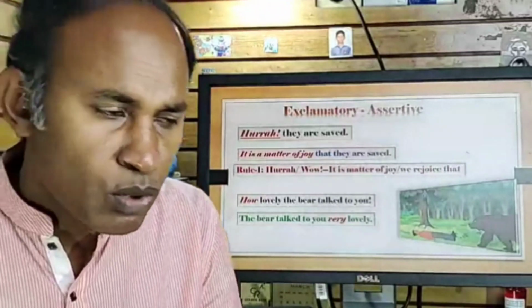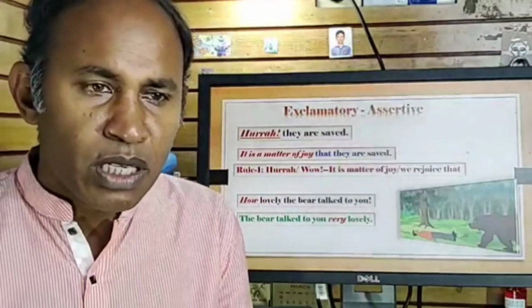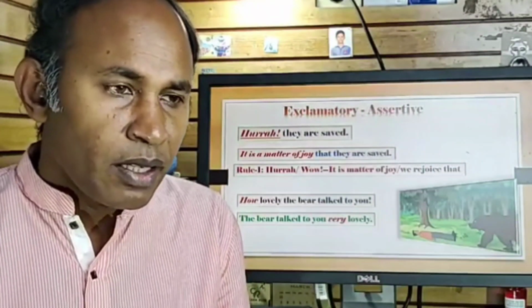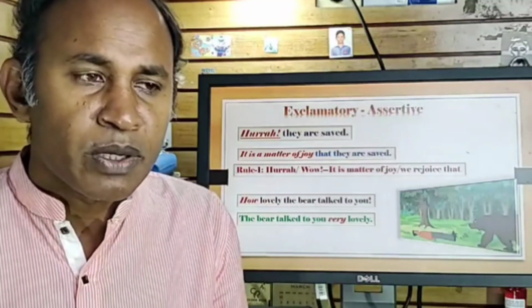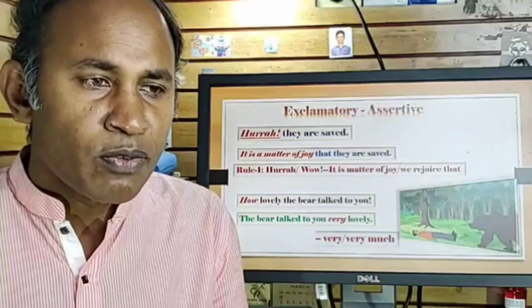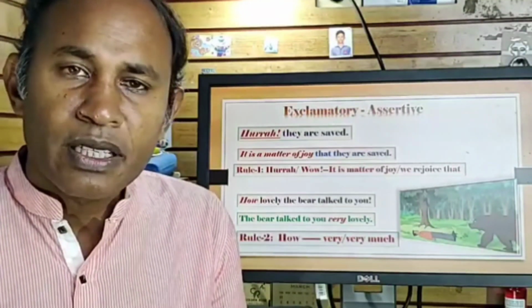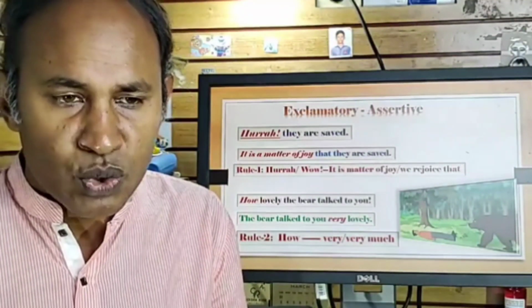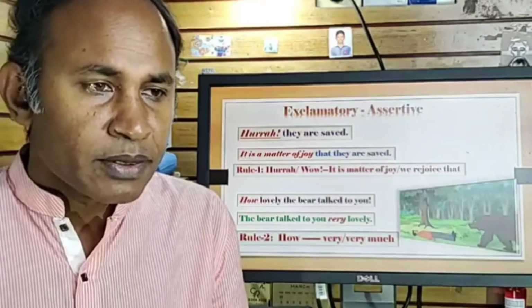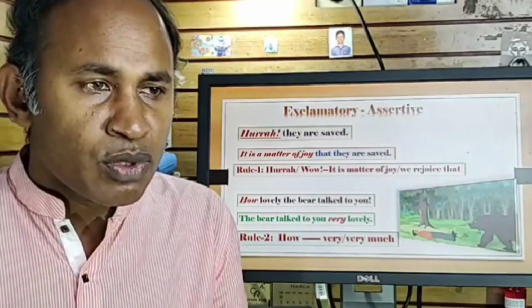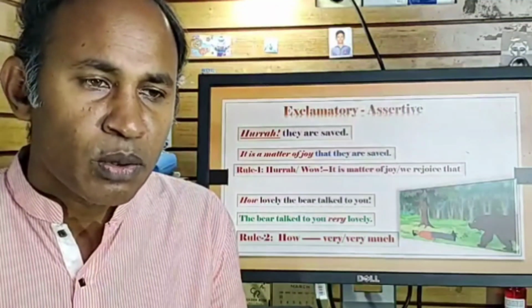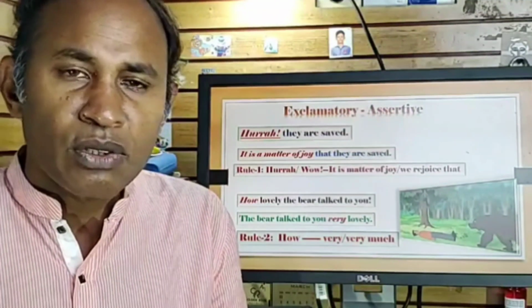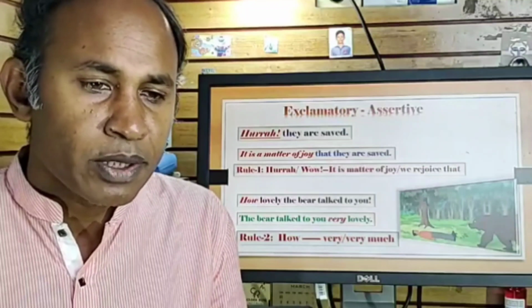Perhaps you understand this rules. This is a very simple one indeed. The bear talked to you very lovely, and we have used in place of how we have used very, and the rule is that if there is how we have to use very or very much. Very simple, okay? So there are two rules here. Hurrah থাকলে আমাদের or wow থাকলে it is a matter of joy অথবা we rejoice that, and how থাকলে very অথবা very much বসাবো, হ্যাঁ?